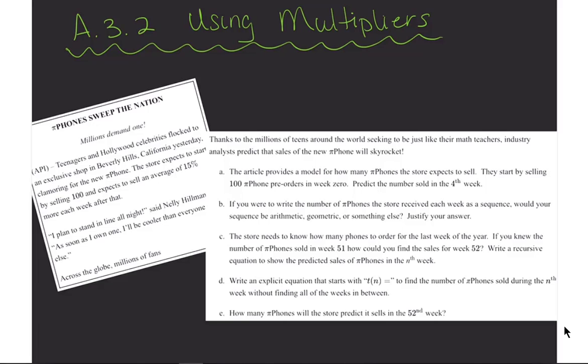In our little fancy textbook, this is problem 93, and I just screenshotted it and squished it around, and then we can read through it. Ultimately we have a Pi phone that is going to sweep the nation. Millions demand one. Teenagers and Hollywood celebrities flock to an exclusive shop in Beverly Hills, California yesterday to get a new Pi phone. Not an iPhone, but a Pi phone. The store expects to start by selling 100 and expects to sell an average of 15% more each week after that.